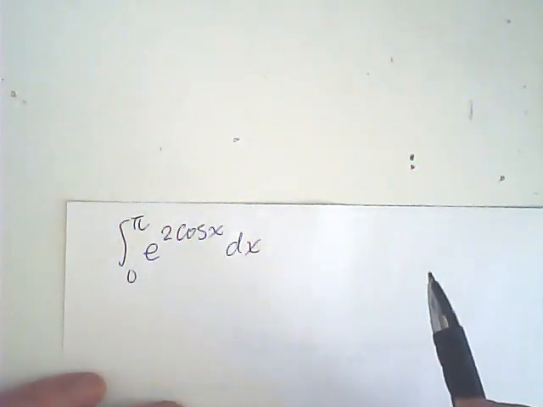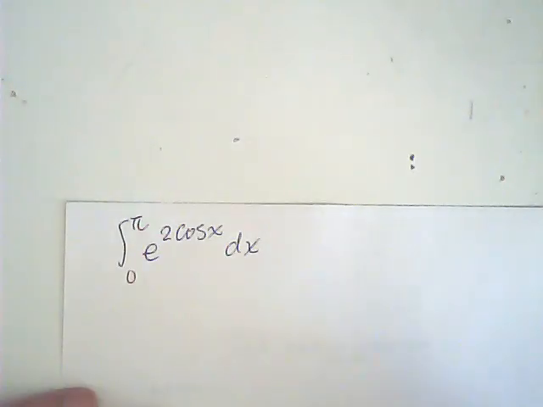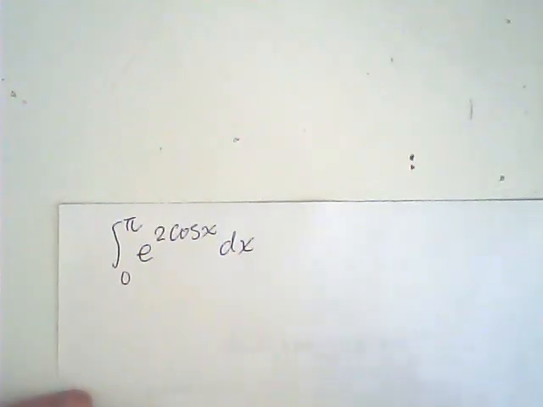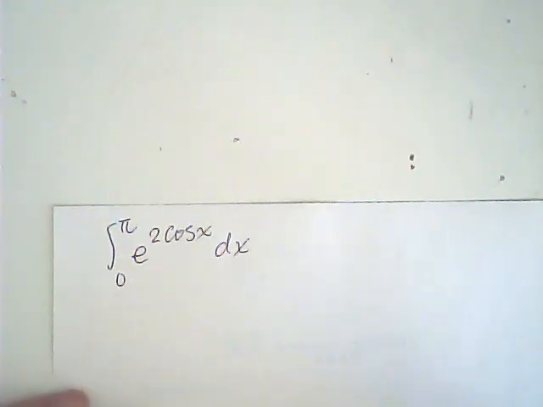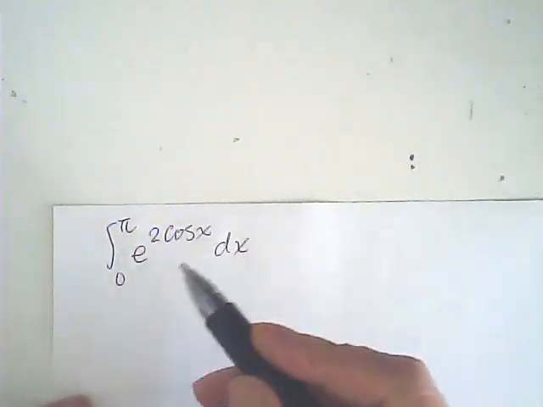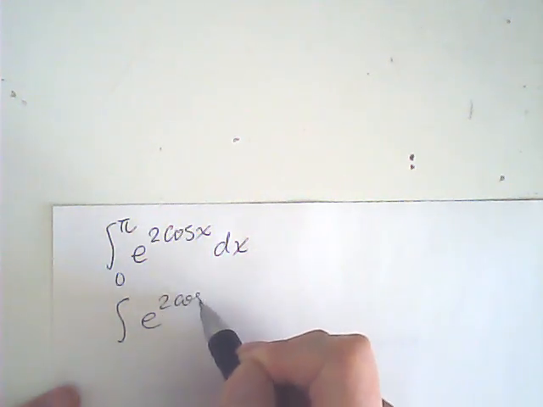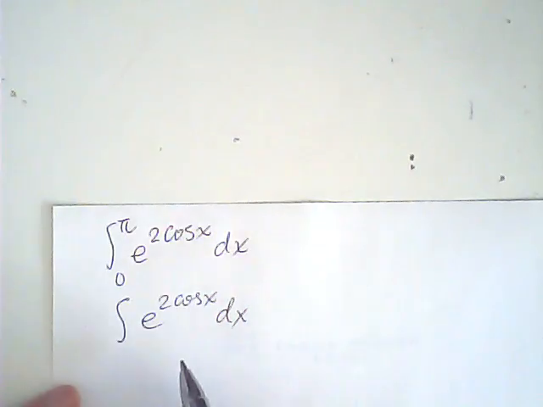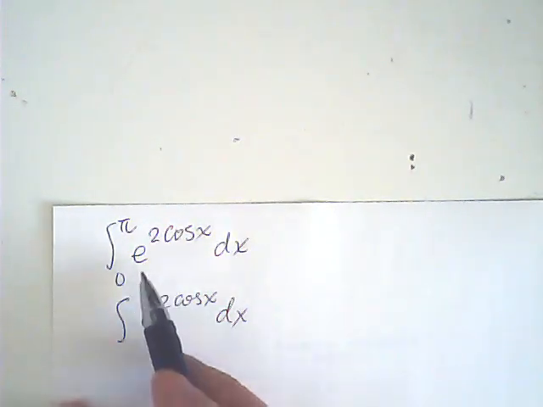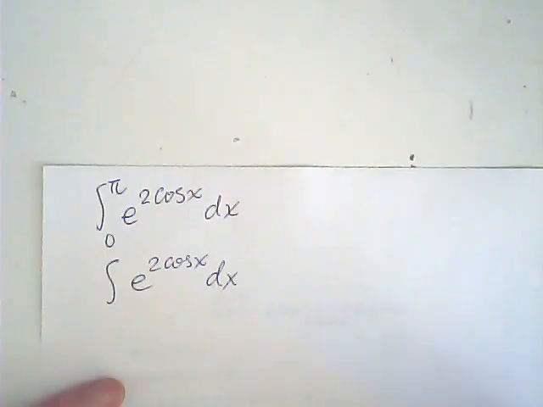This is not an easy integral, and I try to use my method here, which is different from many other videos on YouTube. So let me try this way. I want to find the antiderivative of e to the 2 cosine x. If I can find this antiderivative, I finish the definite integral easily.